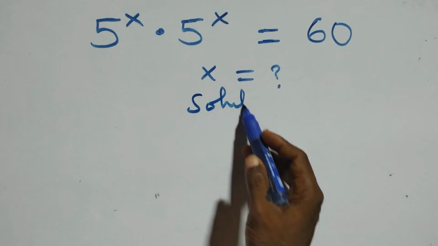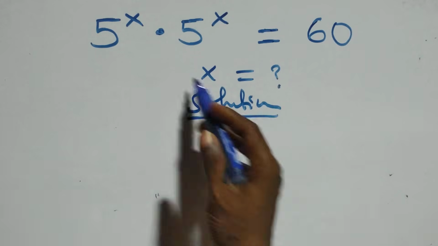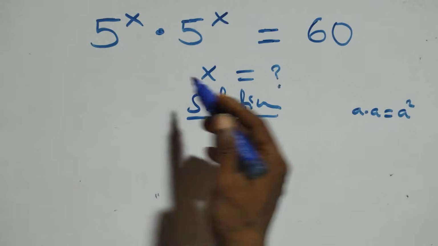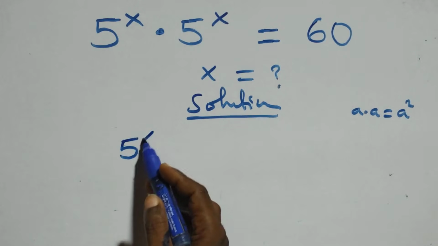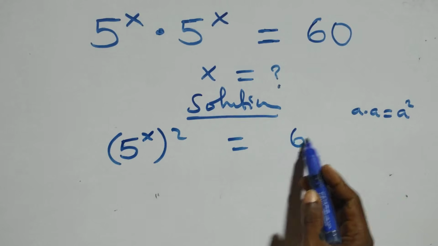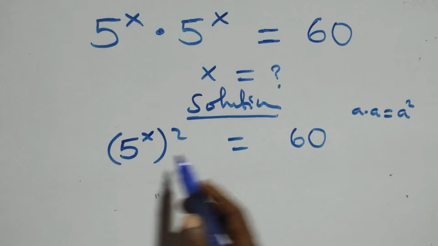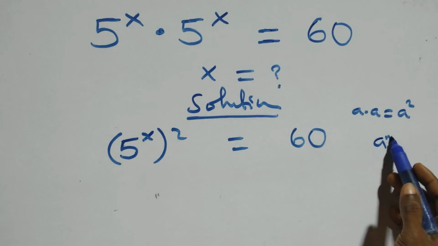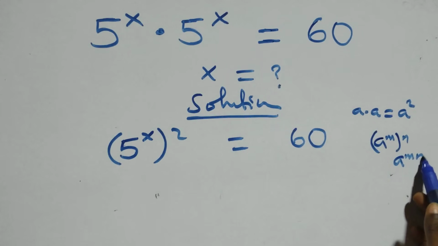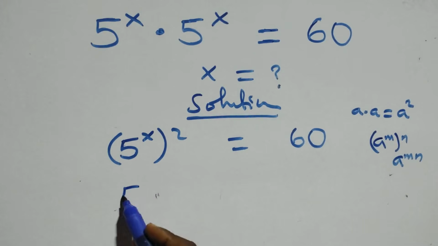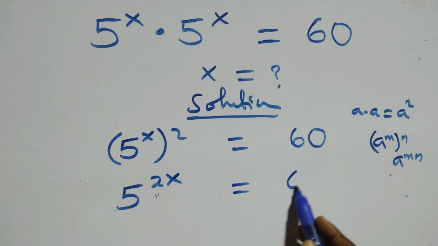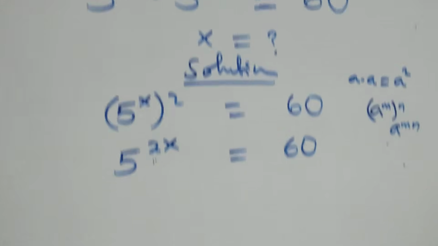Solution from here. What we have here follows when we have a times a, which is the same thing as a squared. And this here I write as 5 raised to power x, all squared, equals 60. Then this follows when we have a raised to power m, which is raised to power n, the same thing as a raised to power mn. And here we have 5 raised to power 2x equals 60 on this side.